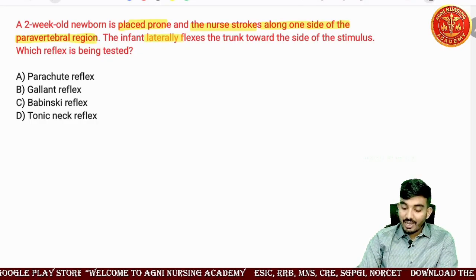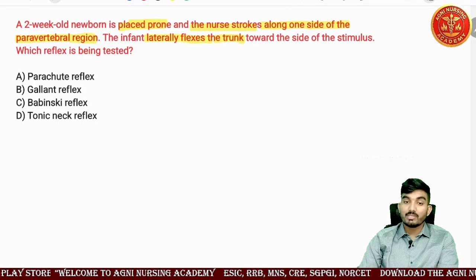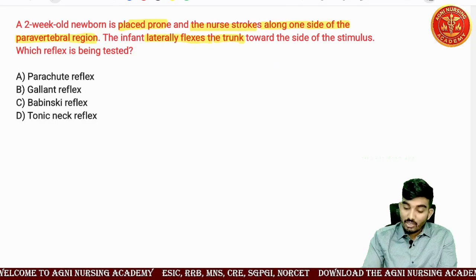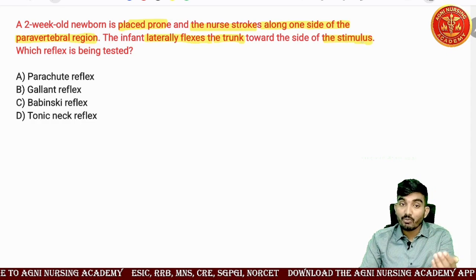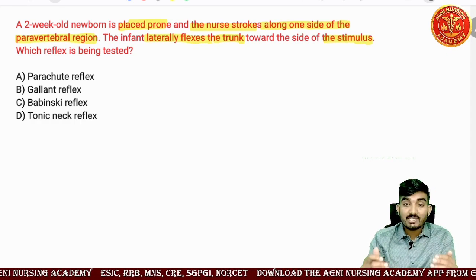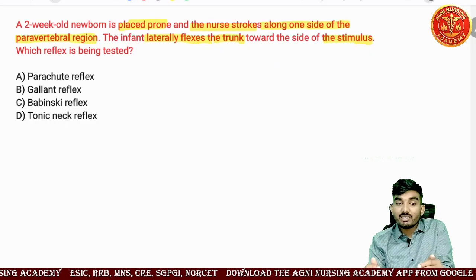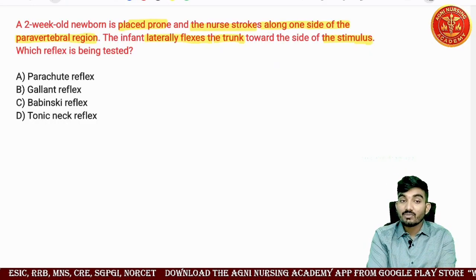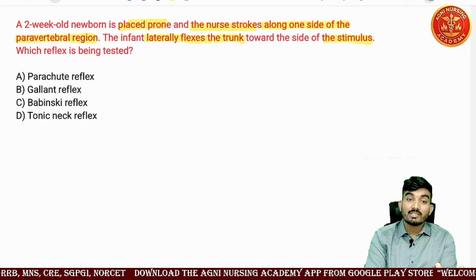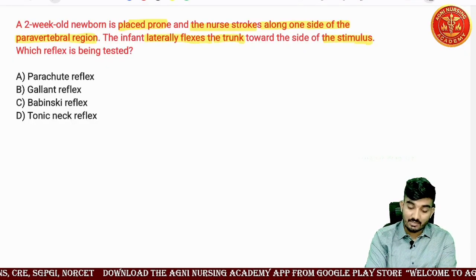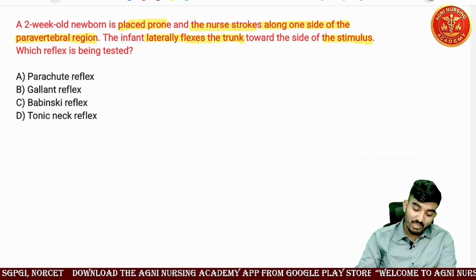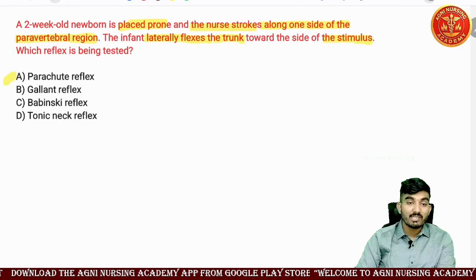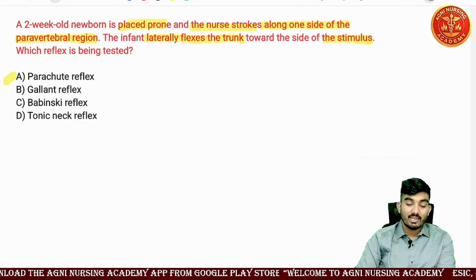The infant laterally flexes the trunk, meaning the trunk of the child is flexed to one side, toward the stimulated side. From whichever side is stimulated, on that side the child flexes the trunk. Which reflex is being tested by this movement? The question is asked. Option A is parachute reflex. Option B is Gallant reflex. Option C is Babinski reflex, and option D is tonic neck reflex.